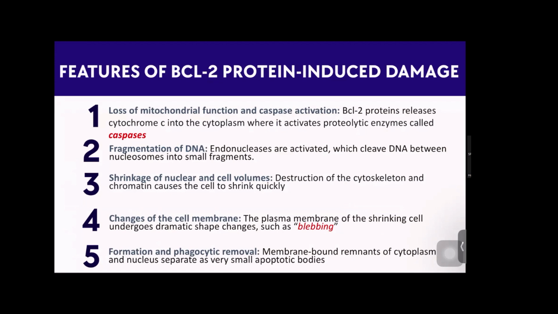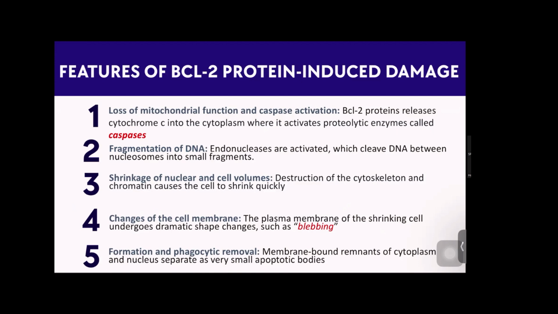Number 2, another feature of BCL2 protein-induced damage, fragmentation of DNA. In the process of fragmentation of DNA, endonucleases are activated, which cleave DNA between nucleosomes into small fragments. Third feature is the shrinkage of nuclear and cell volumes. This refers to the destruction of the cytoskeleton and chromatin that causes the cell to shrink quickly.